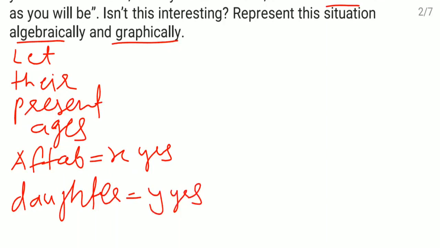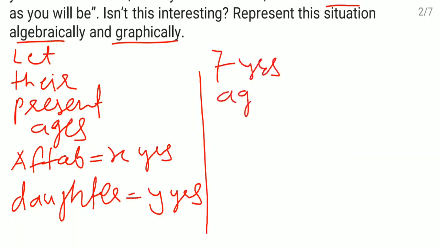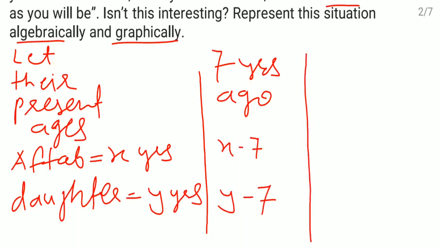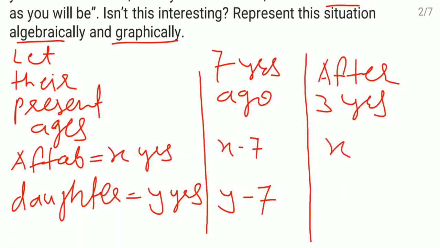Now 7 years ago, here Aftab's age was x minus 7 years and his daughter's age y minus 7 years. Okay, now after 3 years, his age will become x plus 3 and her age will become y plus 3. So this basic information we have written here.